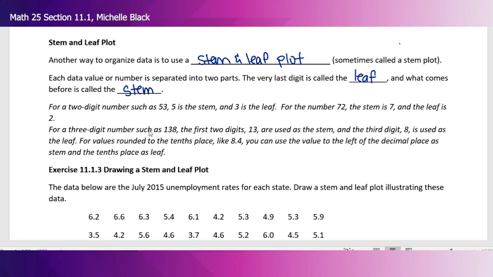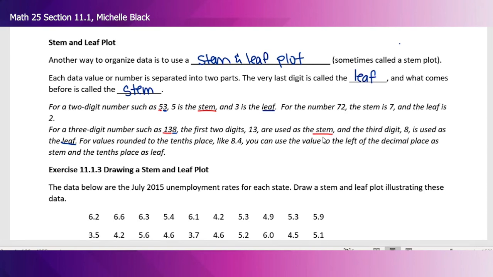For example, if I have a 2-digit number like 53, the last digit, the 3, is my leaf, and what came before the 3, or the 5, is my stem. Similarly for 72. If I have a 3-digit number like 138, the very last digit, which is the 8, is my leaf, and what came before the leaf, or the 13, would be my stem.